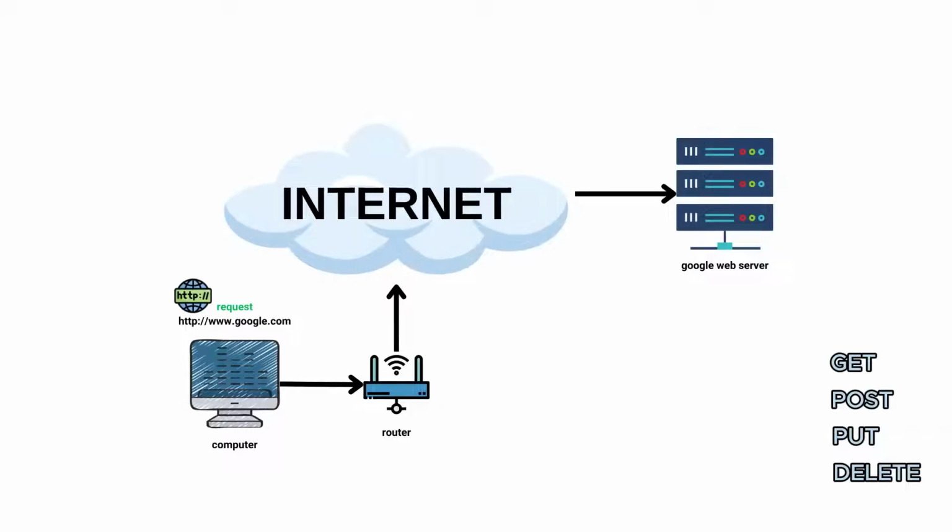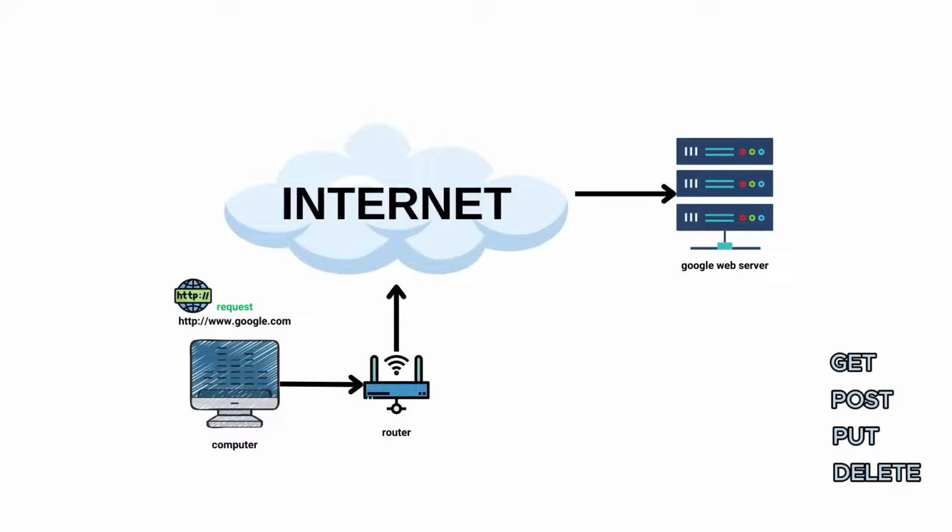The POST method submits an entity to the specified resource, often causing a change in state or side effects on the server. The PUT method replaces all current representations of the target resource with the request payload. The DELETE method deletes the specified resource.